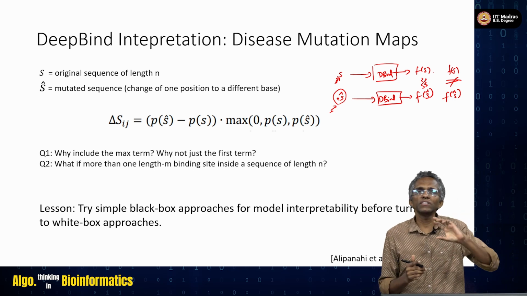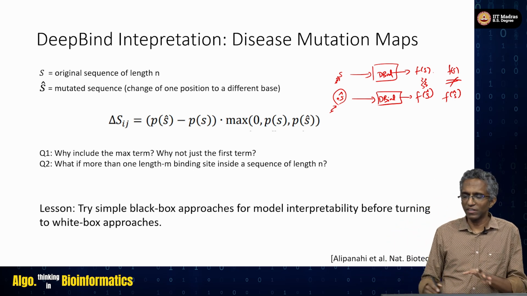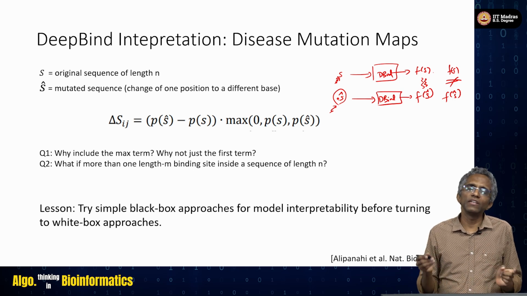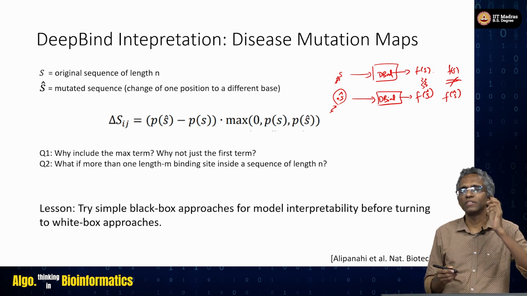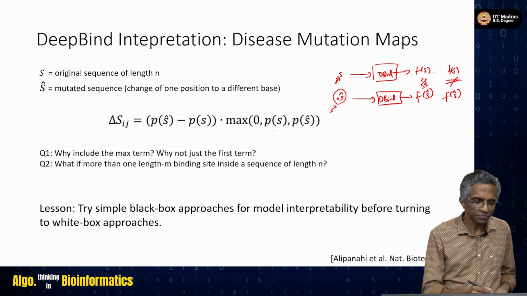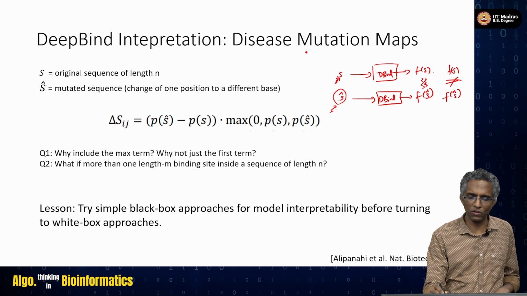Using this kind of point mutations and then running the exact same model on these different mutated sequences can reveal a lot about the effect of certain disease causing mutations on the binding strength of these motifs. So, that is what are called mutation maps.